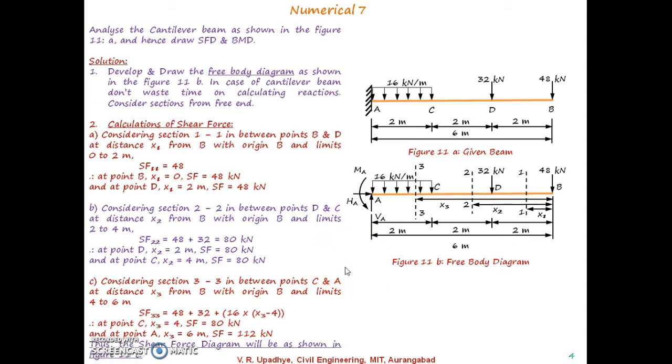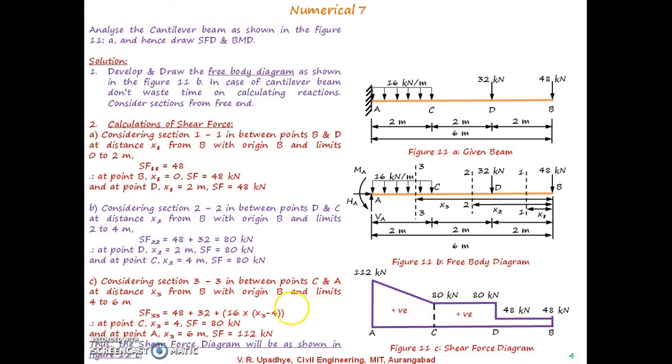If we draw the shear force diagram, it will be something like this. Everywhere the shear force is positive. At B it is 48 kilonewton, at D with the first equation it is 48, and with the second equation it is 80 kilonewton. This is due to the point load acting at that position. Again, between D and C it is horizontal, at C it is 80 kilonewton with the second as well as the third equation, and at A it is 112 kilonewton. The variation is with the power of x as 1, so that is an inclined straight line. So this is the shear force diagram for the given beam.